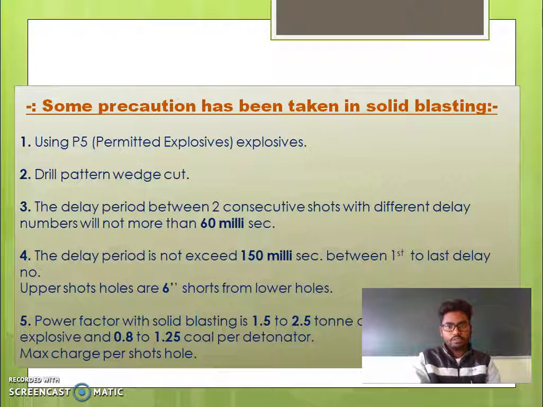Some precautions have been taken in solid blasting. Number 1: using P5 permitted explosive, the drill pattern should be wedge cut. The delay period between two consecutive shots with different delay numbers will not be more than 60 milliseconds. The delay period shall not exceed 150 milliseconds between the first and last delay number. Upper holes are fired 6 shots from lower holes. Power factor with solid blasting is 1.5 to 2.5 tons of coal per kg of explosive and 0.8 to 1.25 tons of coal per detonator. Maximum charge per shot.